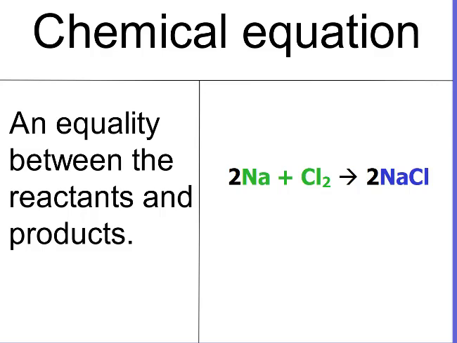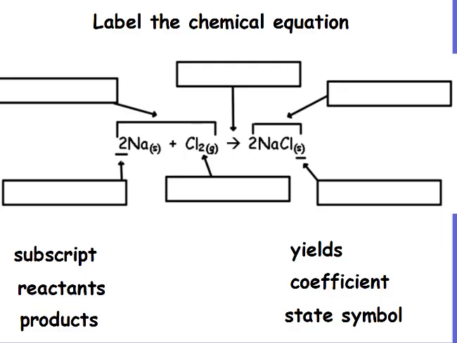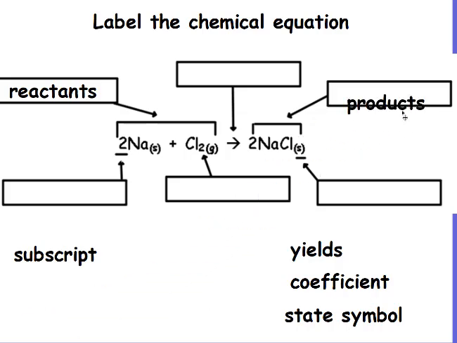So the new thing that we're learning today is chemical equations and how to write a chemical equation. A chemical equation is simply an equality between reactants and products. So first, let's label our pieces of a chemical reaction. Well, the reactants are on the left side of the arrow because they're reacting. They're reacting to produce the things on the right, which are called products. The arrow we refer to as yield. So the reactants yield the products. Yields means to produce.